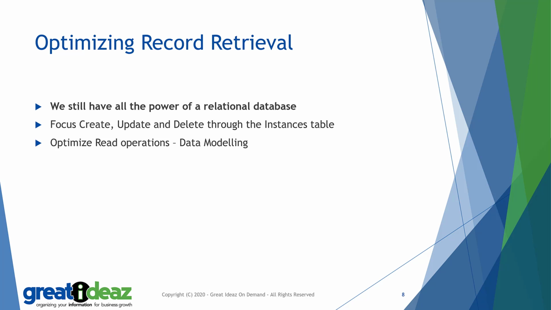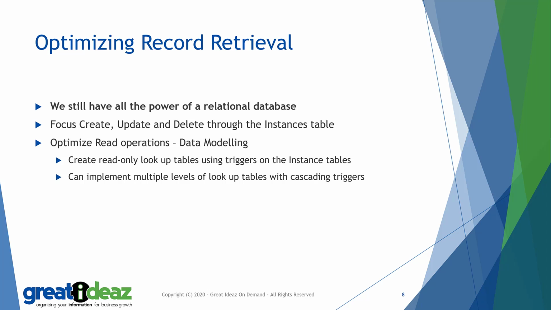So from a performance optimization perspective, it makes sense to create some read-only lookup tables using triggers on the instance table itself. This enables us to pre-shred some of the XML data into tables that are only going to be used in select statements to read information, to find which detailed XML fragment I need to consider. In some implementations, we have found it useful to create multiple levels of lookup tables with cascading triggers to optimize search across millions of instance records.